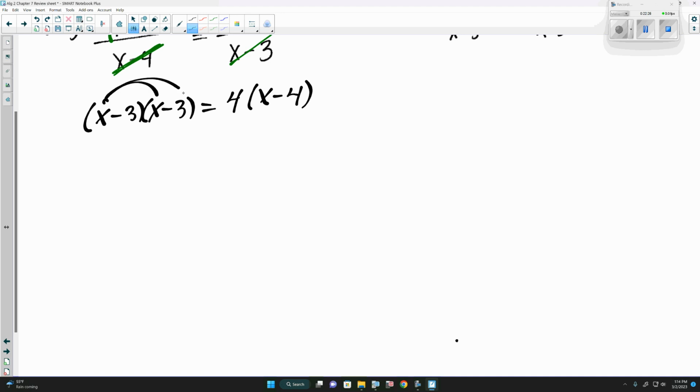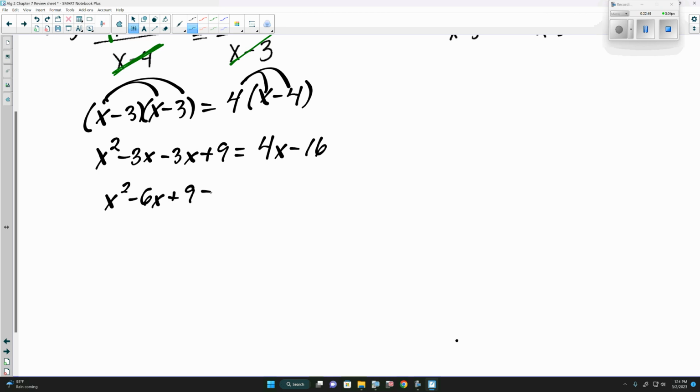And at this point here, we're going to factor. x times x is x squared. x times negative 3 is negative 3x. Negative 3x, negative 3 times negative 3 is 9. Distribute the 4. 4 times x is 4x, 4 times negative 4 is negative 16. Now at this point here, we can combine like terms. Negative 3x minus 3x would be negative 6x. So we had x squared minus 6x plus 9 is equal to 4x minus 16.